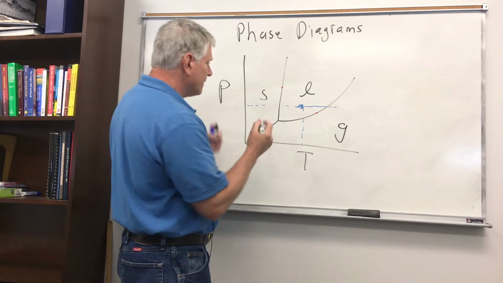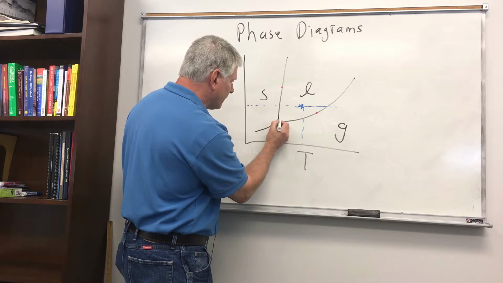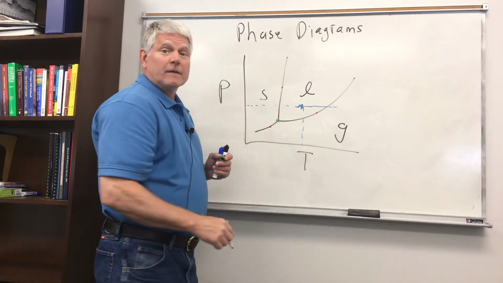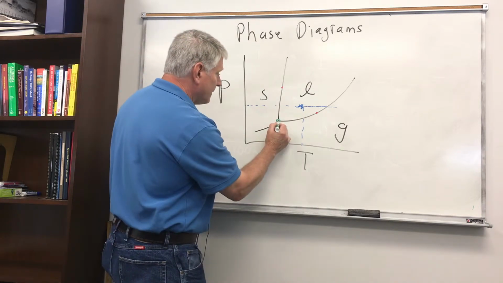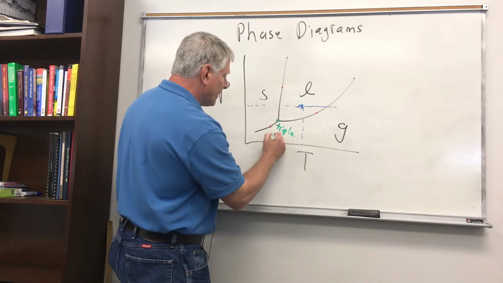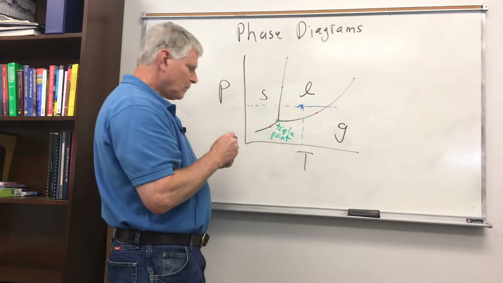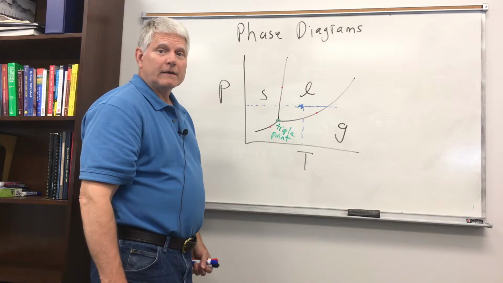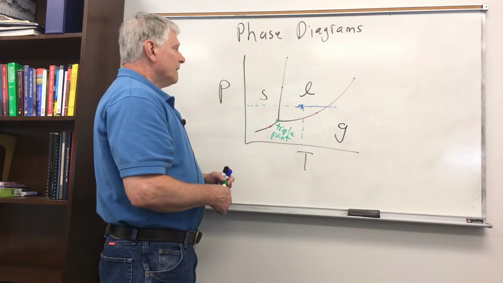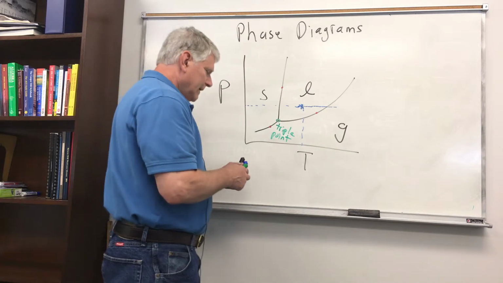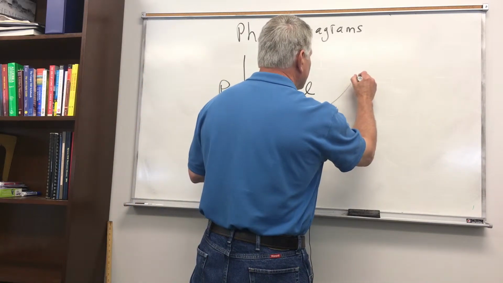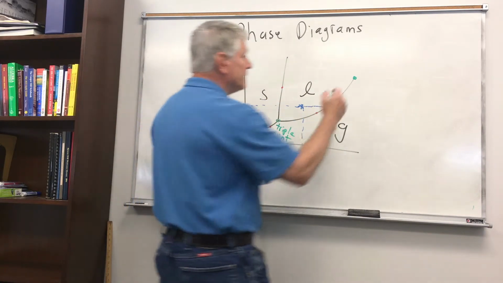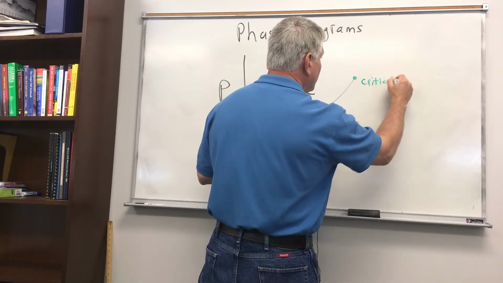Now there's one point where all three lines converge right here. So at this point, we have solid, liquid, and gas being stable at the same time. And this is called the triple point. So this is where solid, liquid, and gas are equally stable and coexist. We also have another point here where the gas-liquid line stops. And this is called the critical point.